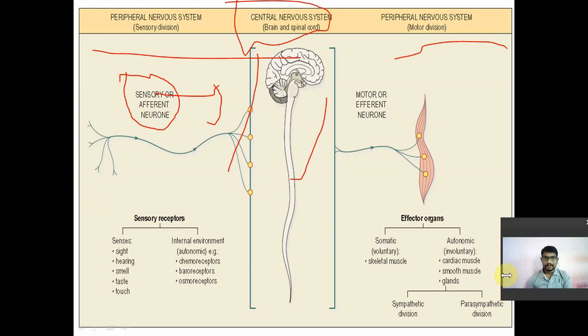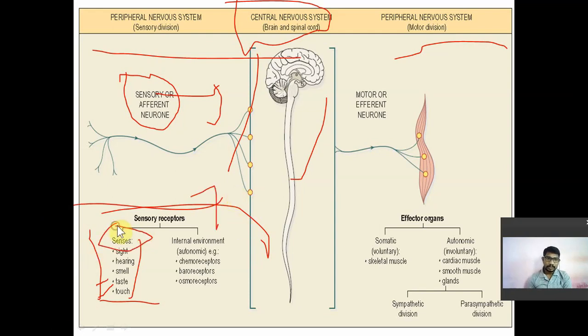For example, you have different senses. Sensory receptors are divided into different types: sight, hearing, smell, taste, touch. If anybody calls you by name, you react to the voice. That is due to hearing. If you see a bright light, that is because of sight. If you get a very good smell, you react. That is because of smell. So senses like sight, hearing, smell, taste, and touch are carried towards the brain by sensory nerves. These are known as the external senses.